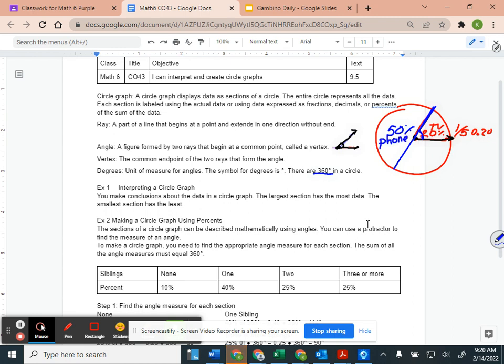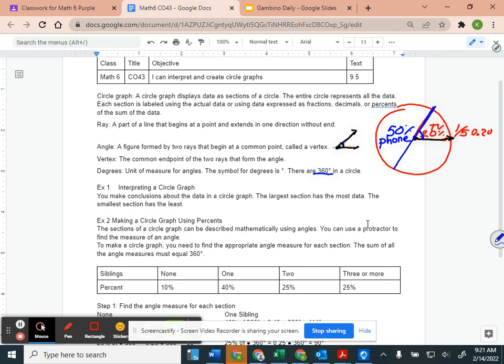this one's going to be labeled phone. Which one do you look at more, your TV or your phone? According to this graph, it would be the phone you look at more than the TV. Does that make sense? The bigger the section, the more it counts for.